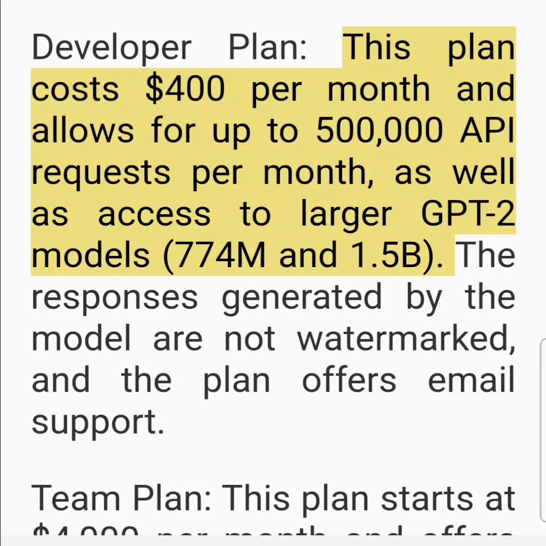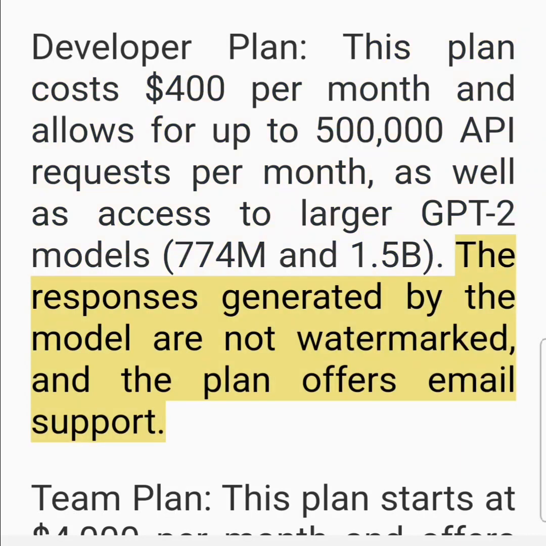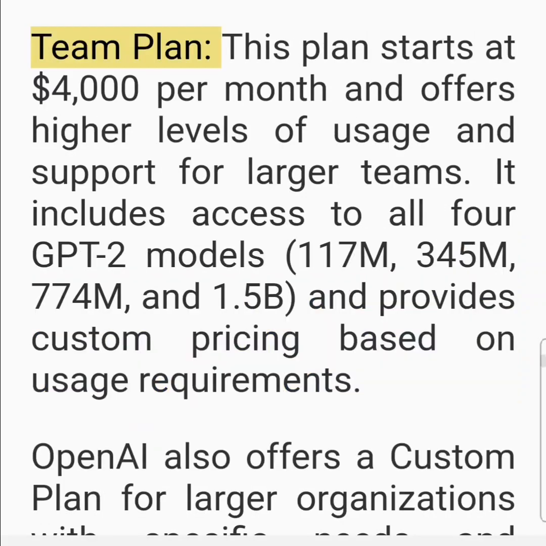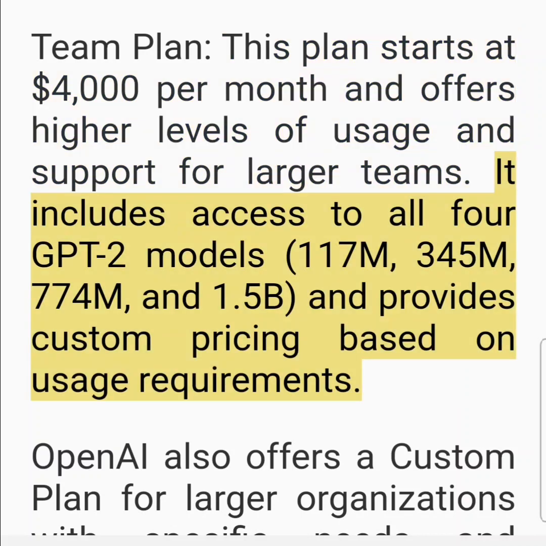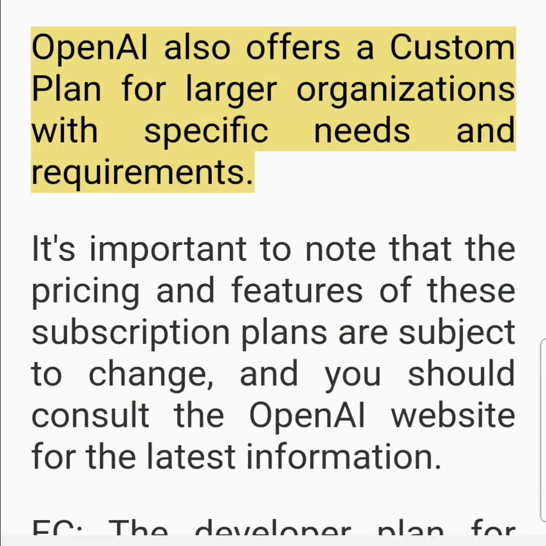Developer plan. This plan costs $400 per month and allows for up to 500,000 API requests per month, as well as access to larger GPT-2 models, 774M and 1.5B. The responses generated by the model are not watermarked, and the plan offers email support. Team plan. This plan starts at $4,000 per month and offers higher levels of usage and support for larger teams. It includes access to all 4 GPT-2 models, 117M, 345M, 774M, and 1.5B, and provides custom pricing based on usage requirements. OpenAI also offers a custom plan for larger organizations with specific needs and requirements.